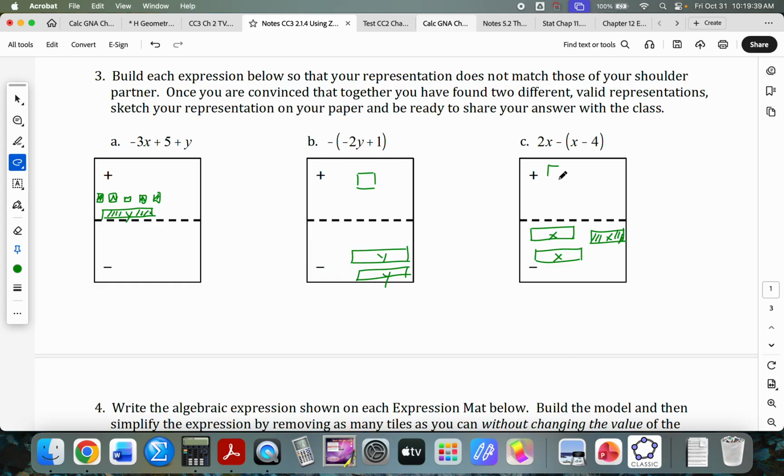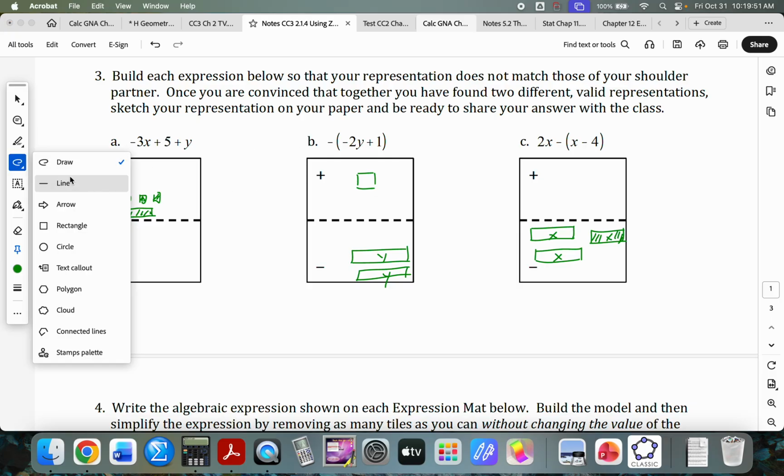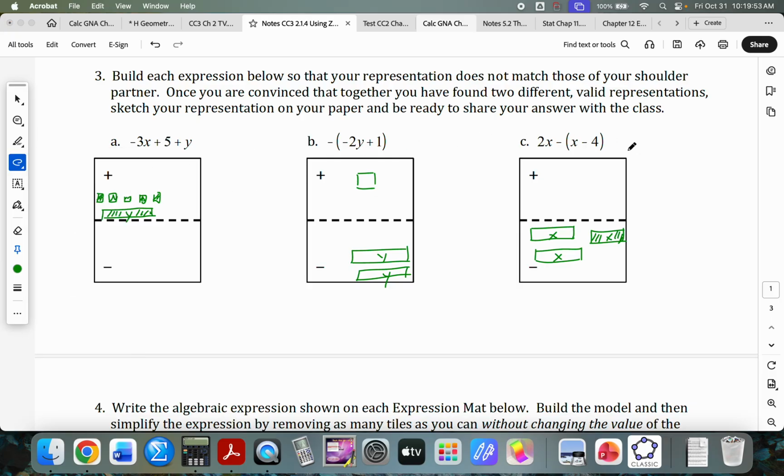Oh, not quite. So it's minus -4. So what should you do? There's actually a couple of different things you could do. 4 negative tiles in the negative region. Yes. And that's literally what this says. In the negative region, put -4. That makes sense? Okay. Excellent.